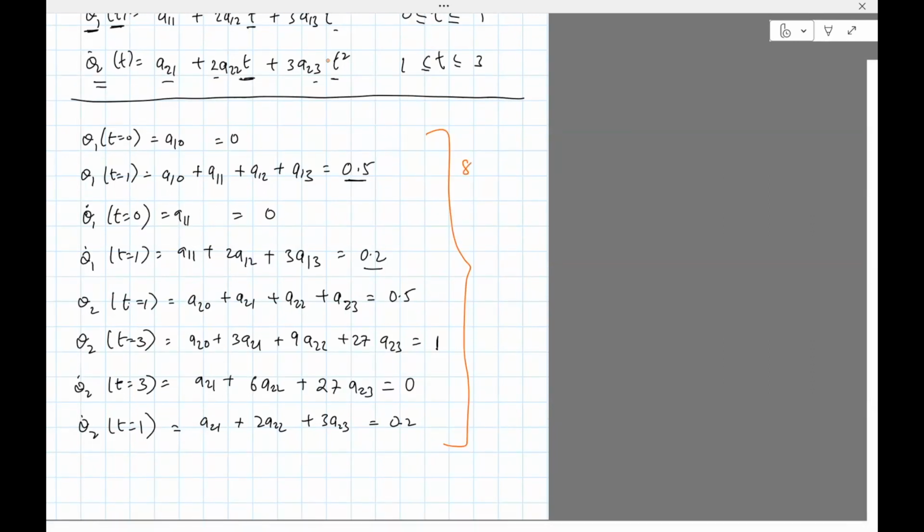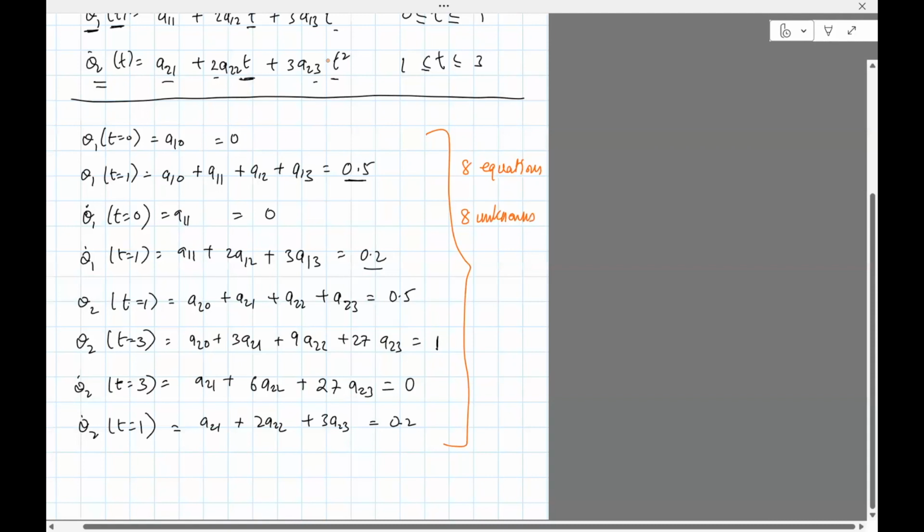So those are 8 equations, 8 unknowns. If it's 8 equations, 8 unknowns, they are actually linear equations. So you can just set it up as Ax equals b and solve for the unknowns, where x would be the a's. So I'll set up that matrix next.